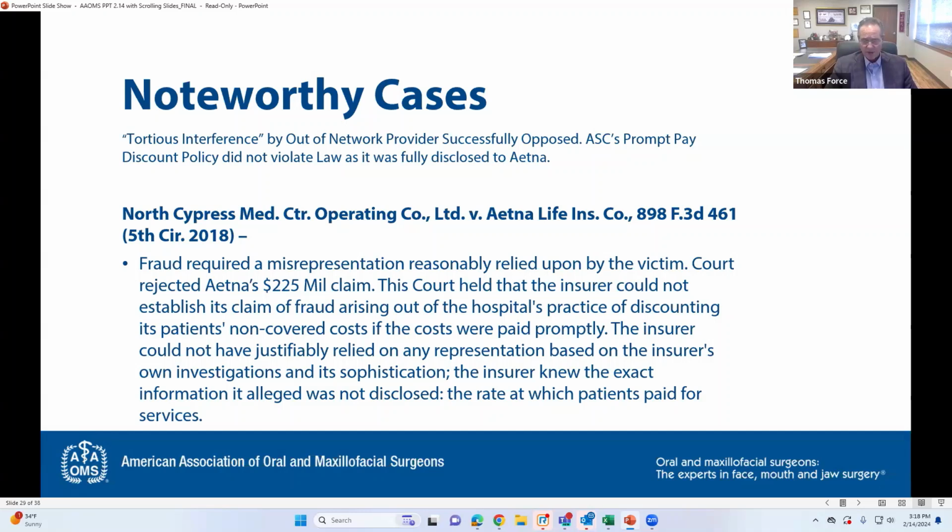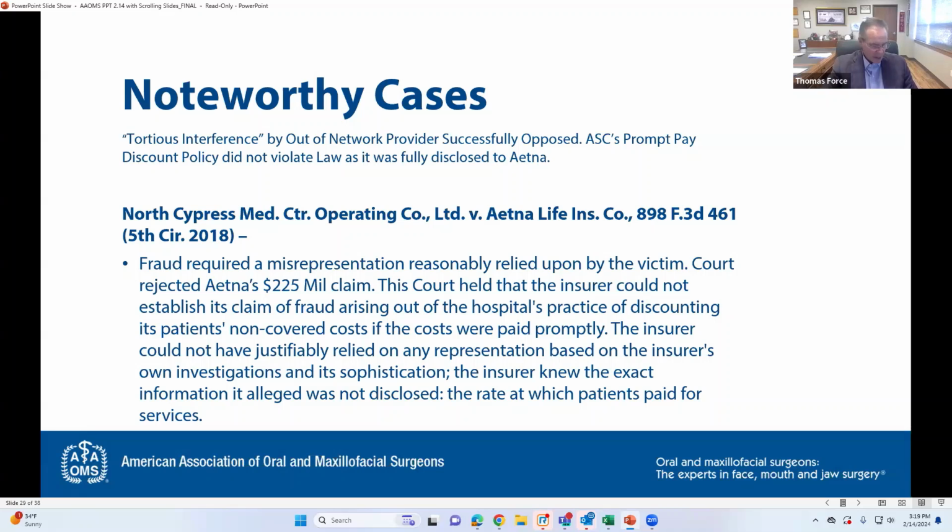Aetna's claiming that they didn't disclose, but they knew that this policy was in effect and that Aetna members were getting discounts based on it. North Cyprus violated no state or federal laws with regard to any business practice. Aetna suffered no losses or damages with regard to the 44,000 plus healthcare claims submitted by North Cyprus to Aetna over a 4-year period. All of Aetna's claims were dismissed by the court with prejudice.